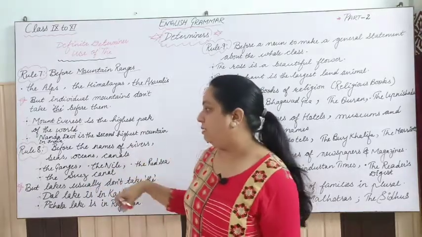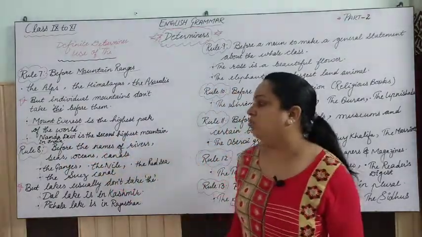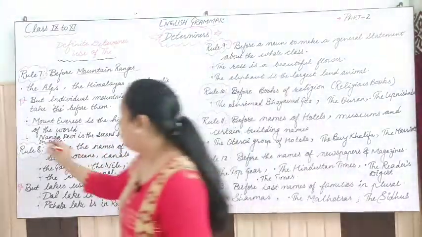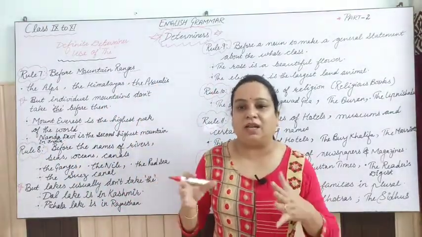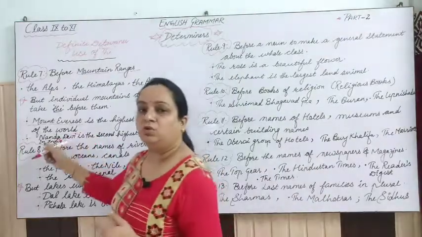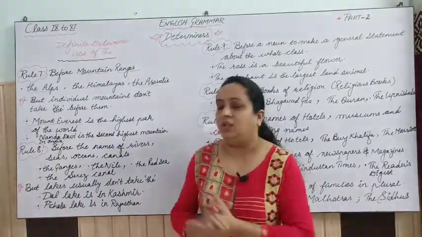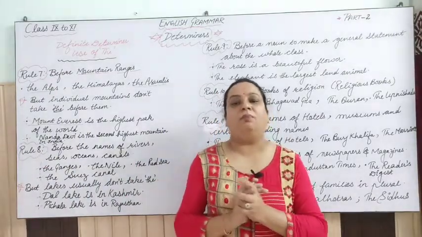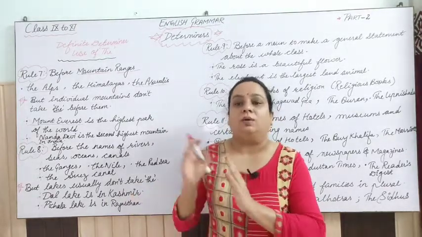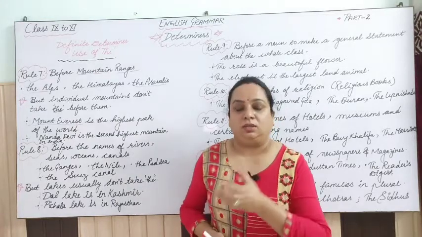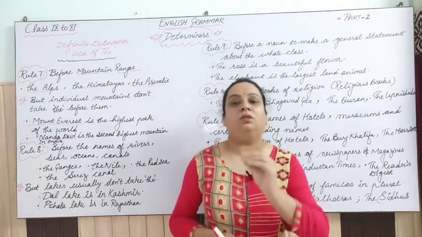Okay, so this you have to keep in mind. Second example of the exception is Nanda Devi is the second highest mountain in India. So Nanda Devi is a mountain only, an individual mountain, it's not a range. So that's why we are not using the with that, right? So what we learned in rule number 7 is that before the names of mountain ranges we have to use the, but the exception is that we will not use the with individual mountains.